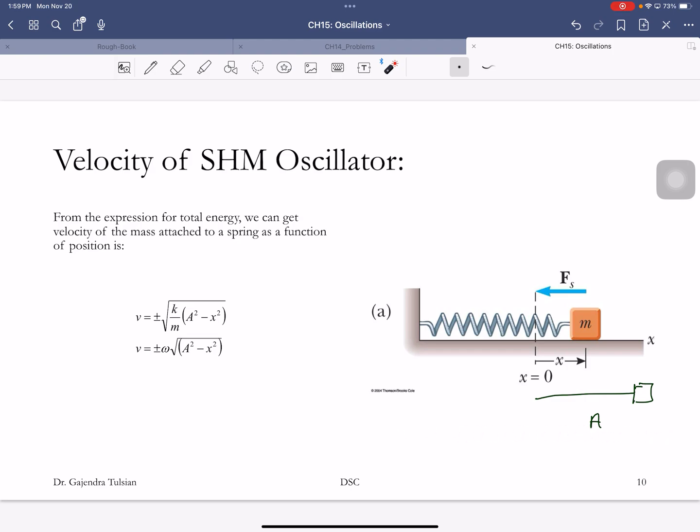And this formula gives you the speed or the velocity of the object as a function of position. And this shows you when x equals 0, that's when the object is in the middle, that's when its velocity is maximum. When x equals A, the velocity is 0. So at the extreme position, it's come to rest, and then it'll change directions.